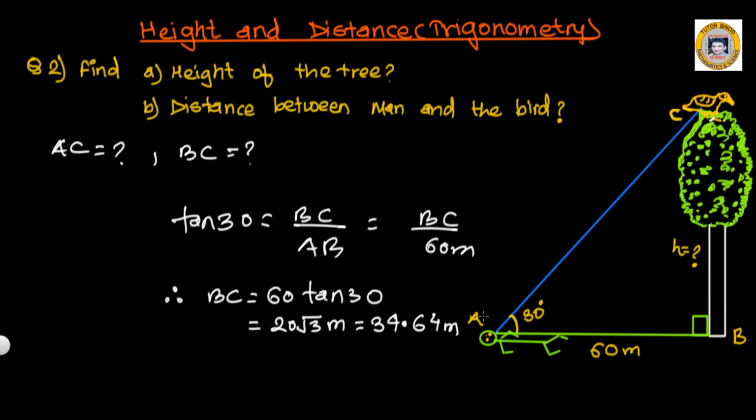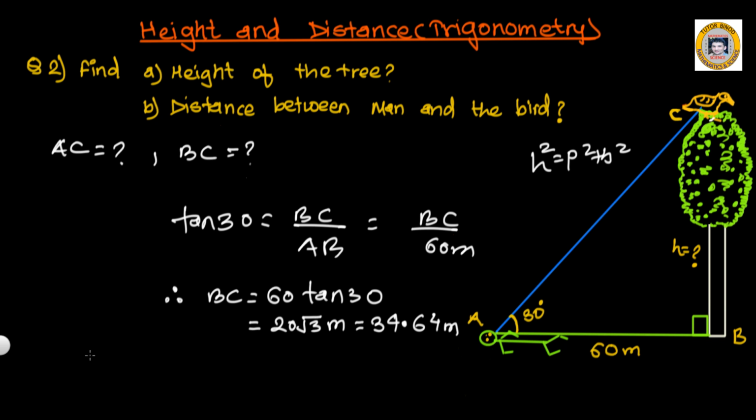Now we can find the AC. We can use two methods. First, you can use Pythagorean theorem, in which this is the hypotenuse AC, because according to Pythagorean theorem, h square equals to p square plus b square. P we just found as 34.64 meter, whereas b is 60 meter, which is given to us. So by using this relation, we can easily find the AC or the hypotenuse.